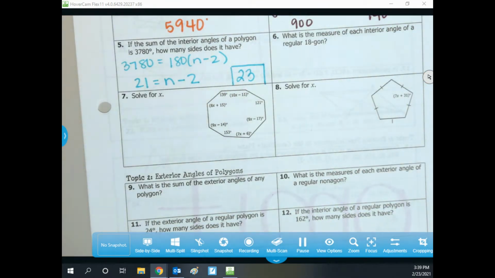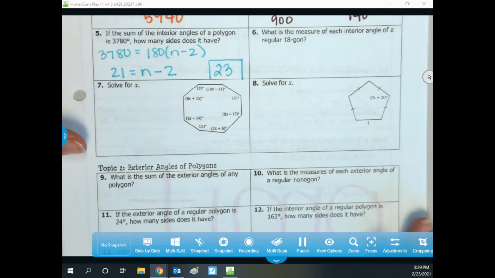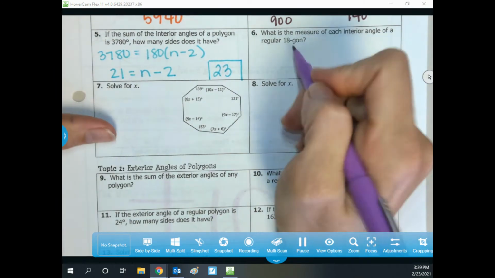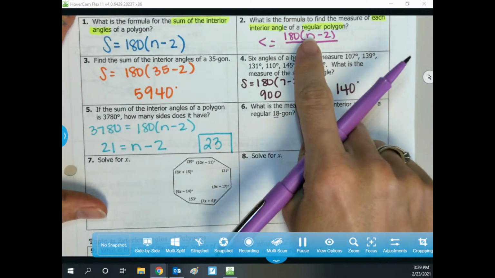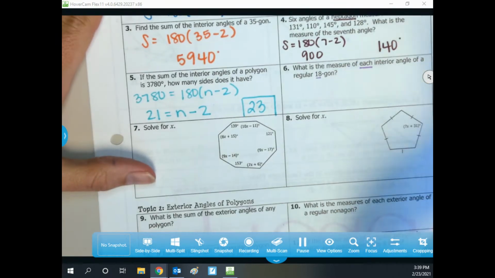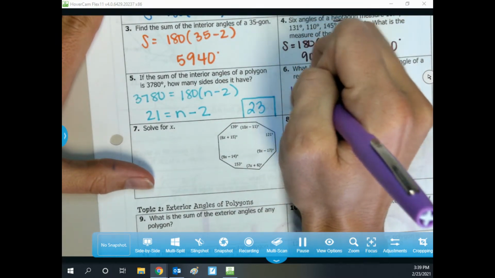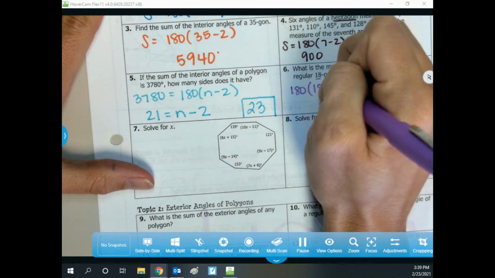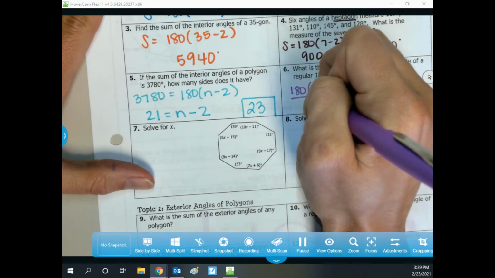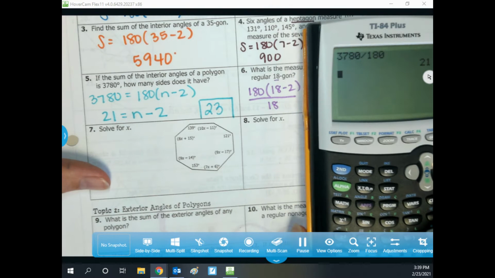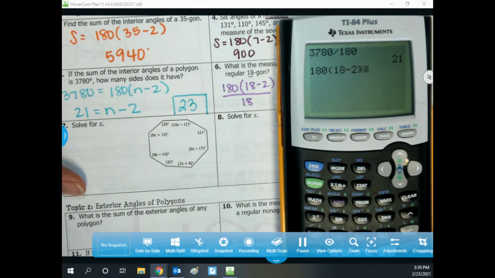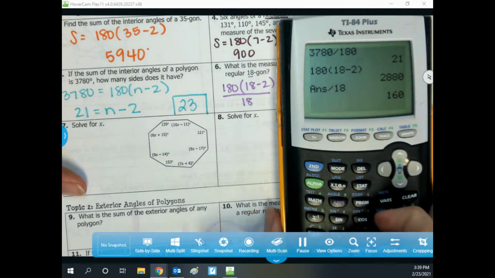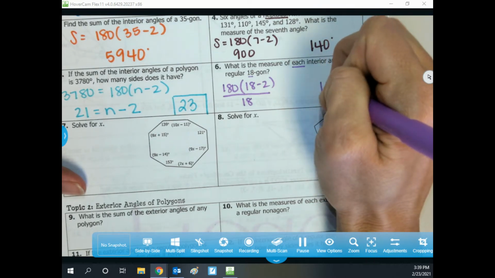All right. Number 6 says, what is the measure of each interior angle of a regular 18-gon? Now it's asking us for each interior angle. So we're using this formula right here where there's 18 sides. So each angle would be 180 times 18 minus 2 divided by 18. So we do 180 times 18 minus 2 divided by 18. And each one of those angles is 160 degrees.